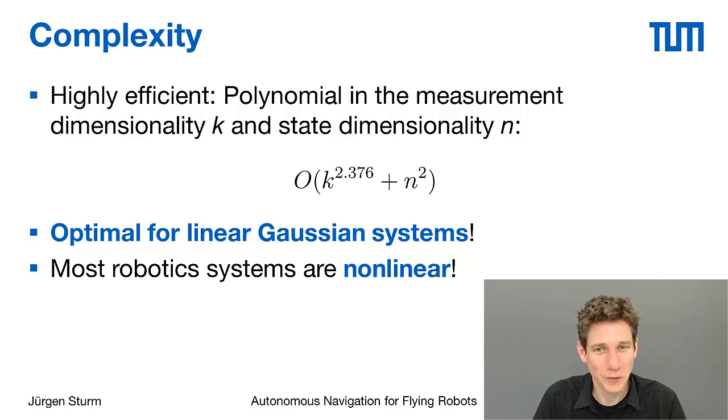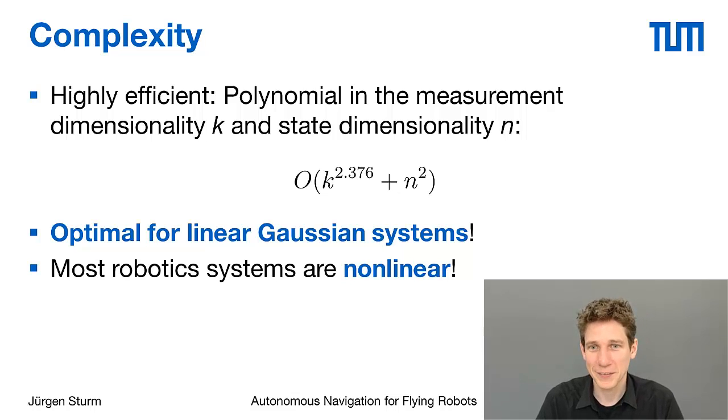And the other good thing is that it can be shown that this is actually the optimal solution. So it's the best estimate that you can get if you have linear Gaussian systems and a linear Gaussian sensor. This is a good approximation actually in most cases. Of course, there are situations where it's not a good approximation, but in most cases it is.